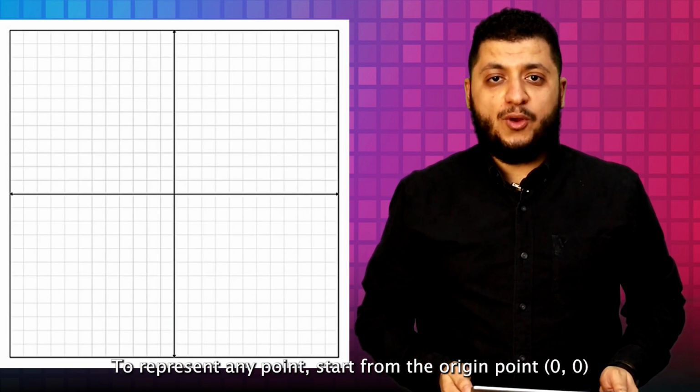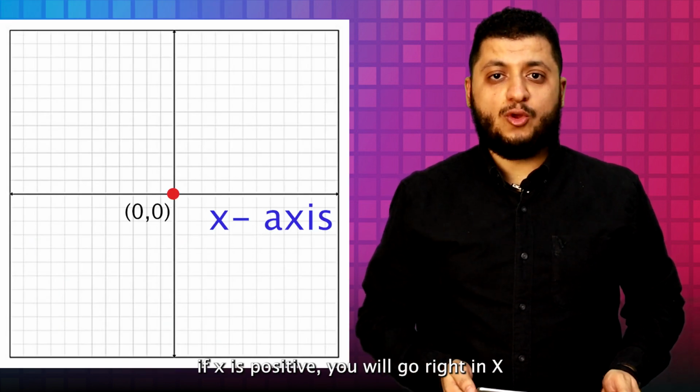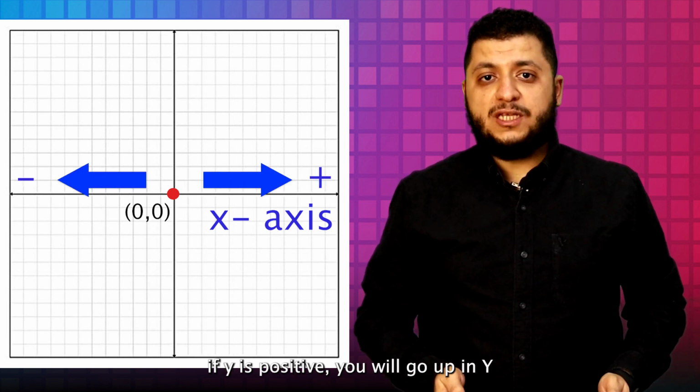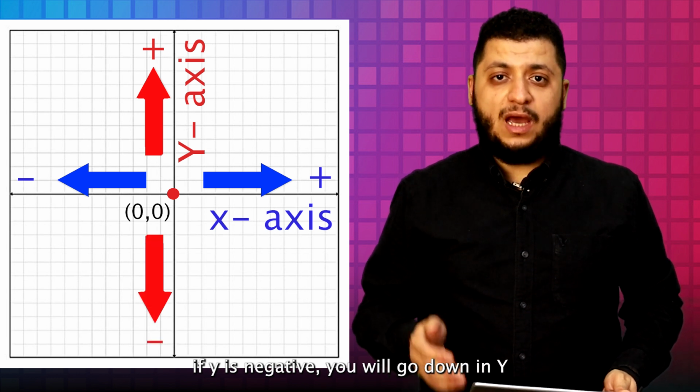To represent any point, start from the origin point (0, 0). If x is positive, you will go right in x. If x is negative, you will go left in x. If y is positive, you will go up in y. If y is negative, you will go down in y.